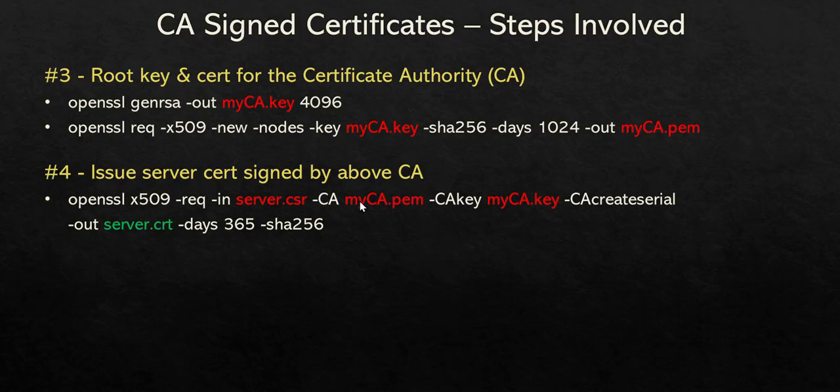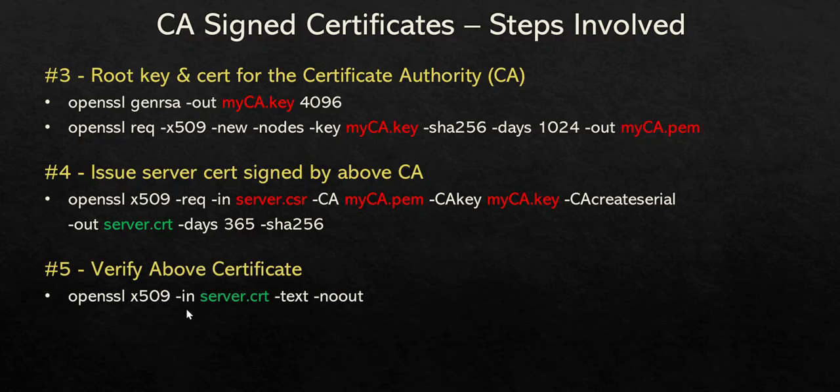SHA-256. Don't get confused between these days and these days. This is the validity for the root CA, that is the certificate authority, and this is the validity for the actual certificate that we will be installing on the server. And again, for verifying, it is the same command, openssl x509 -in, this is the server.crt file, text output.